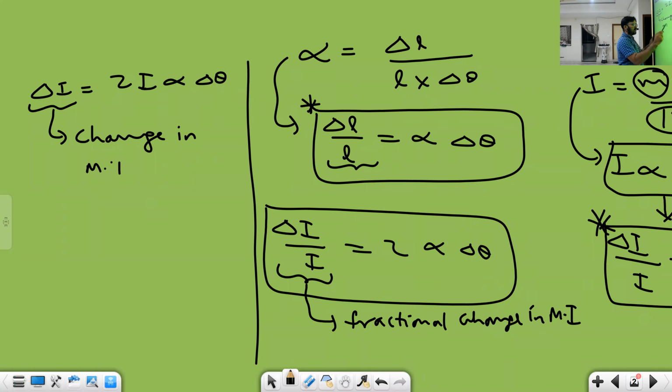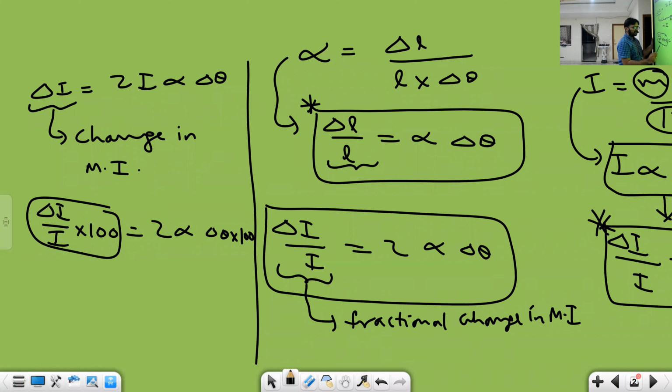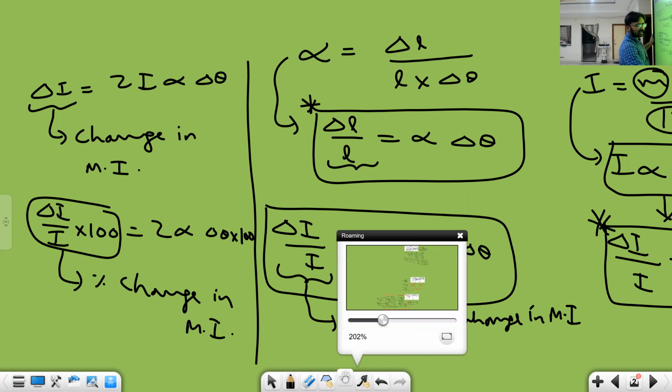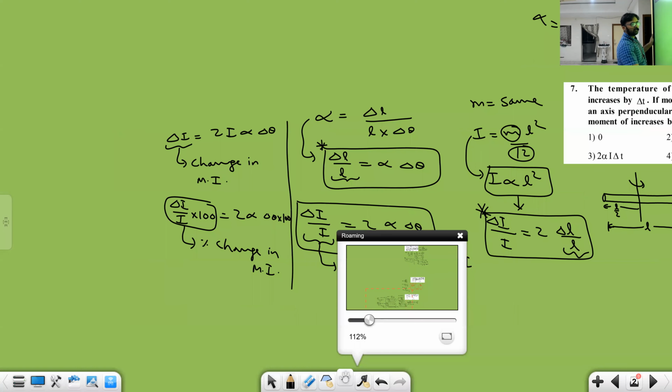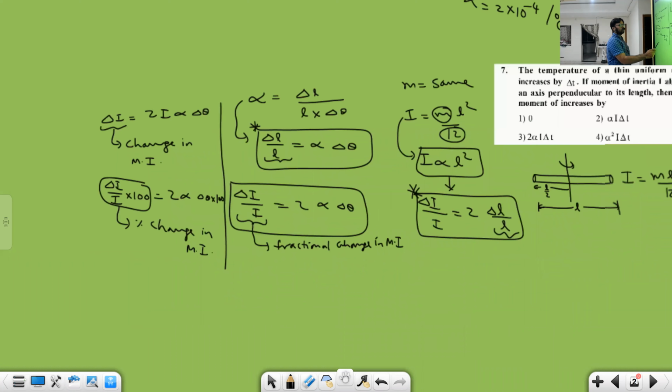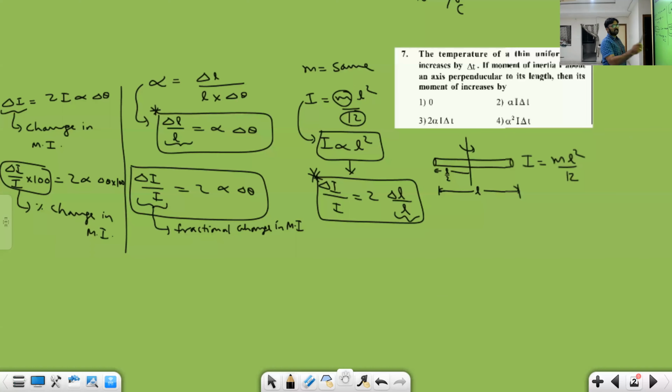And what is delta I by I into 100? It is 2 alpha delta theta into 100. If you multiply both sides by 100, what is this called? It is called the percentage change in moment of inertia. Like that, we have to handle this problem. For moment of inertia related topics, we have to understand it in this way.